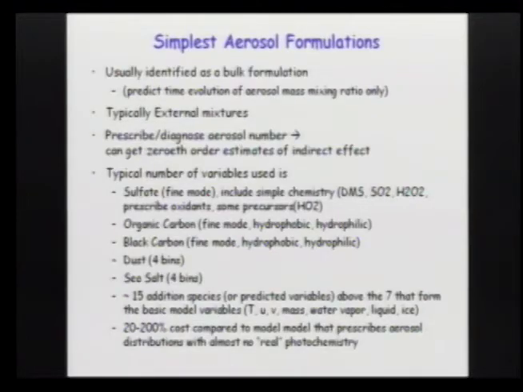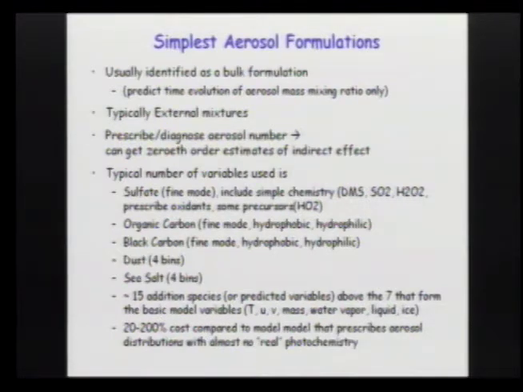Next, please. So now I'm going to jump back to what was present in most, I think, of the third assessment and fourth assessment models that treated aerosols. They're usually identified as what is called a bulk formulation. That's a formulation in which one predicts the time evolution of aerosol mass mixing ratios only. Frequently, the aerosols are treated as external mixtures. That is, although they can exist in clumps, each of the clumps is a discrete entity and a discrete type of aerosol, and their radiative properties are distinct from those kinds of aerosols where you might have one substance encasing or enclosing another.